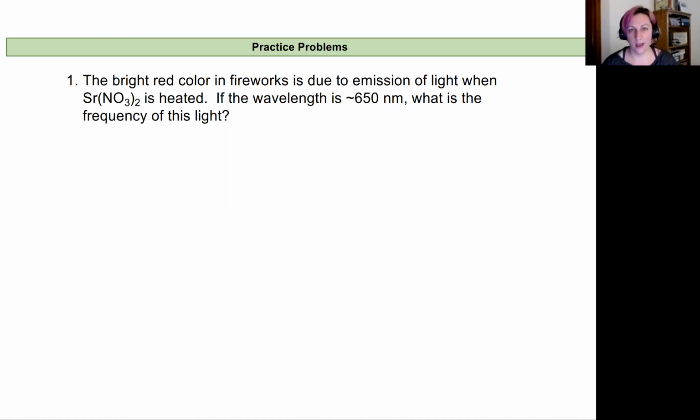So we're looking at fireworks, right? The bright red color in fireworks, when you see that, is usually due to strontium nitrate. And it's the emission of light that strontium gives off, the +2 ion of it, when it's heated. And that light color has a wavelength of 650 nanometers, roughly.